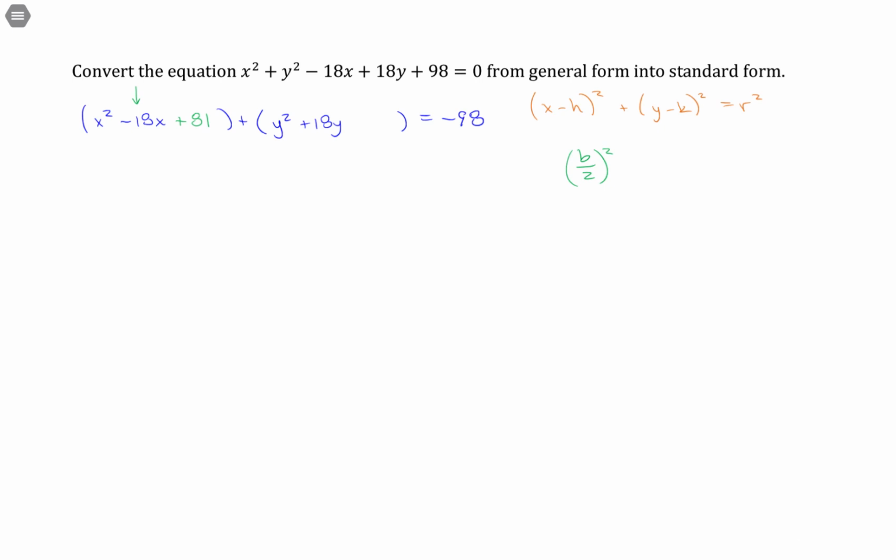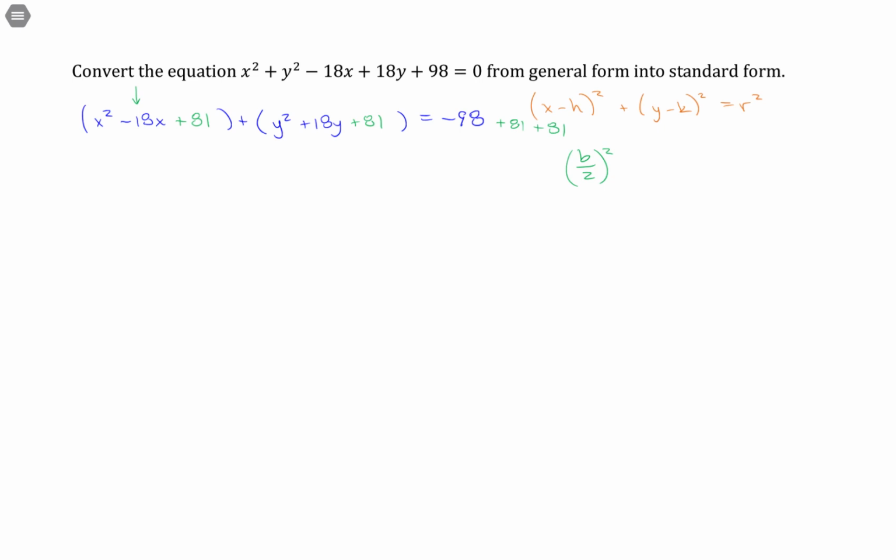And for the y variables, 18 divided by 2 is 9. 9 squared is, again, 81. Now the thing is, I can't add 81 to the left-hand side of the equation without doing the same to the right, so I'll add 81 here and another 81, and I apologize how squeezed in that is. All right, so everything's balanced because I have added the same amount on each side.